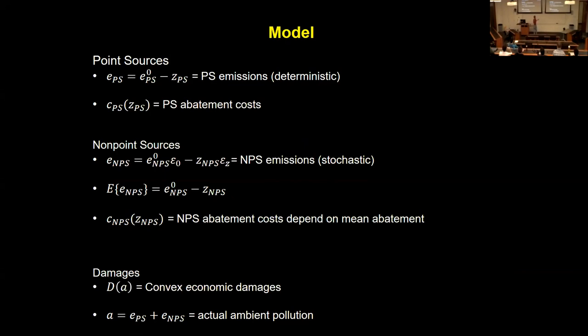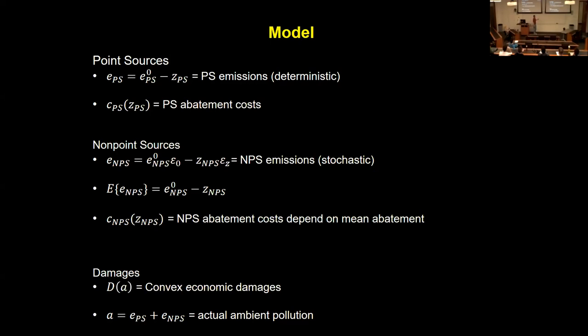The point sources, here are their emissions. It's equal to their unregulated emissions, which we call E naught, minus their abatement, Z for point source. These models are deterministic. Their abatement costs are just a function of how much abatement they invest in. The non-point source emissions are stochastic. They depend on their mean unregulated emissions. We multiply that by a random variable, epsilon. We subtract off a mean component for abatement, but it's multiplied by a random variable, epsilon z.